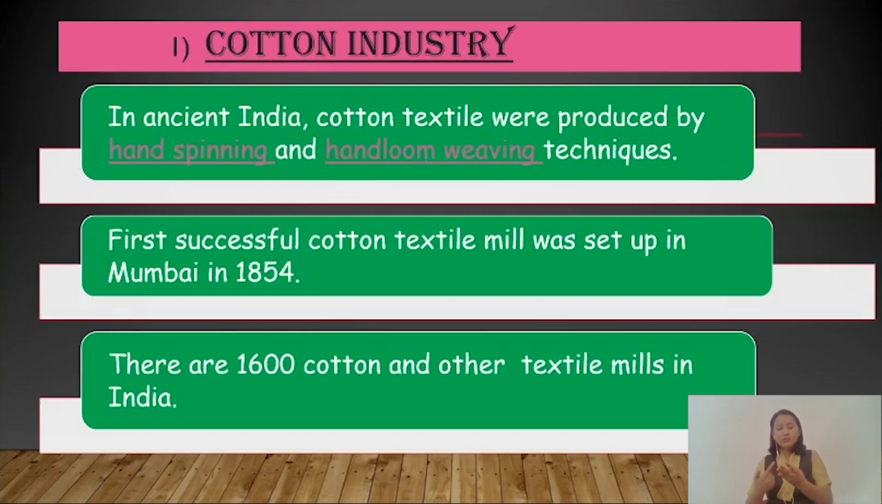The technology for spinning and weaving was introduced in order to accelerate production, because cotton produced by hand spinning and handloom weaving takes a lot of time, so production was not able to go that fast. Because of that, technologies were introduced in the cotton industry. Now there are almost 1,600 cotton and other textile industries in India.